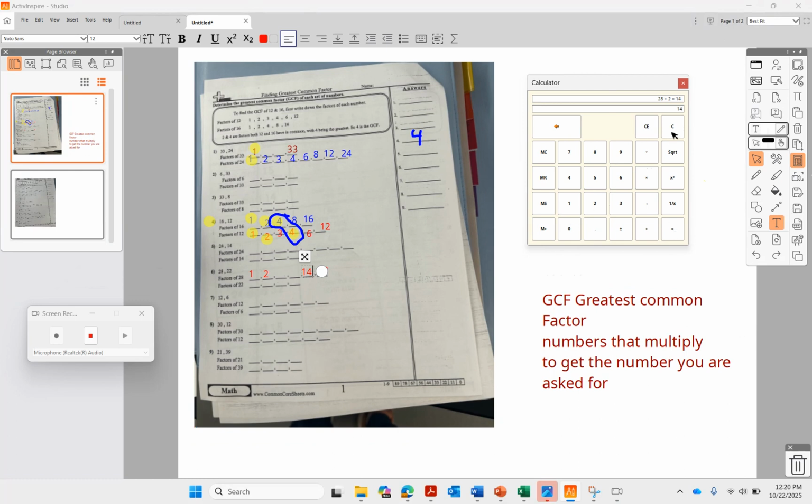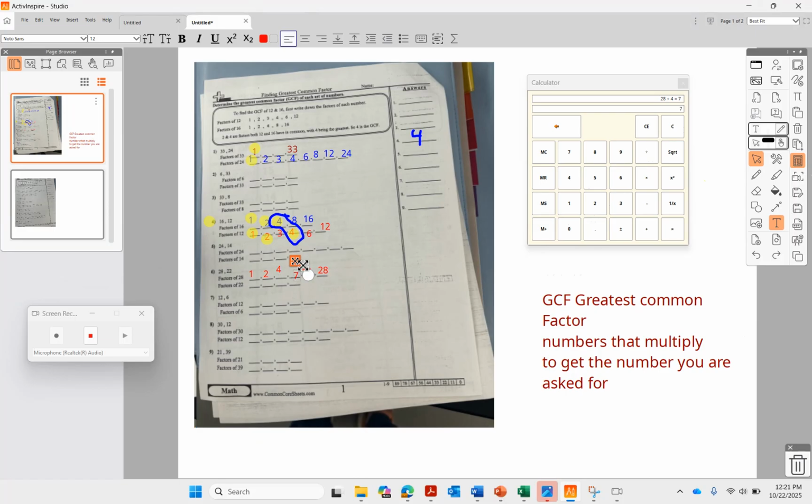28 is not a factor of 3, but if you weren't sure, you could check it with a calculator. Not a factor. 4 is a factor. If you weren't sure, you could check it with a calculator. And you get 4. And you get 7. Those are your factors.